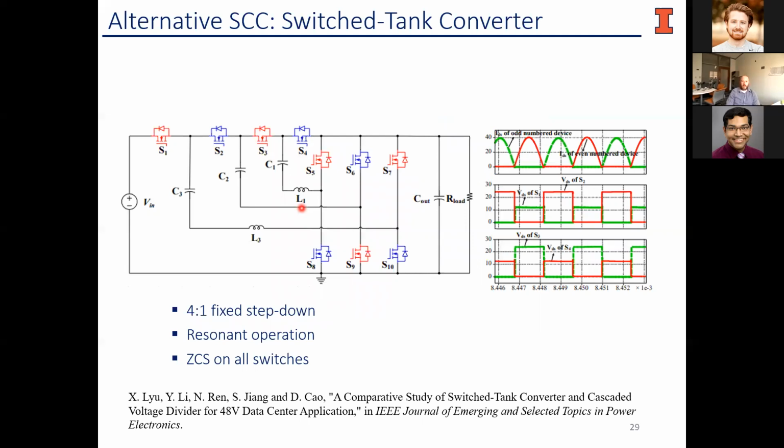Another alternative switch capacitor converter that's worth looking at is a switch tank converter. So this is out of North Dakota State, and this is also a 48 to 12 converter that they've done a lot of work on. This particular journal article tried to go through and do very much this analysis that we're doing kind of at a high level, right? It actually built several 48 to 12 volt converters and tried to compare them as an apples to apples converter. Their analysis is good.